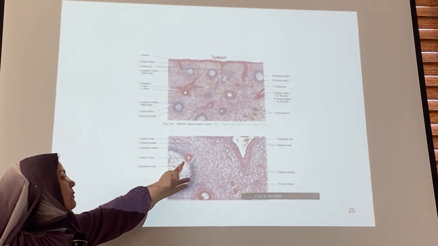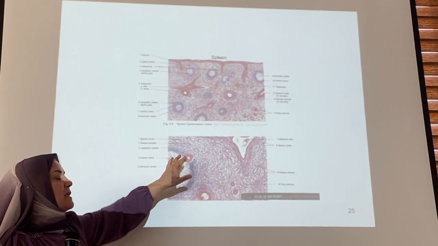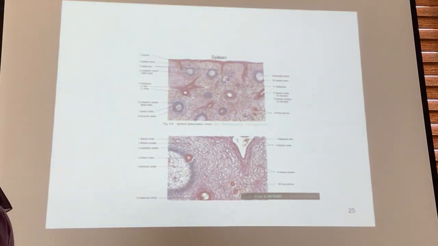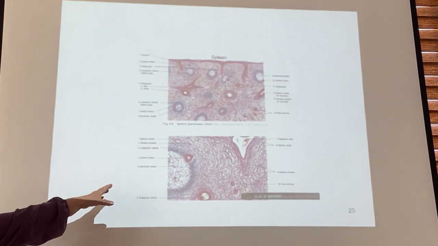And within this marginal zone, there is a branch of the splenic artery called the central arteriole. The central arteriole was supposed to be at the center of the white pulp.